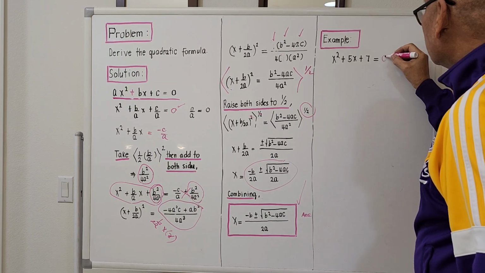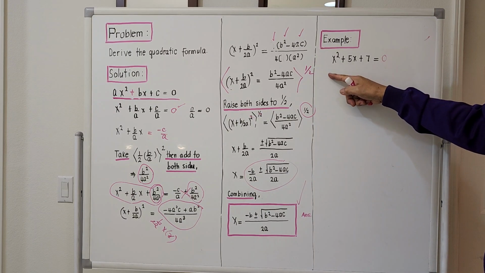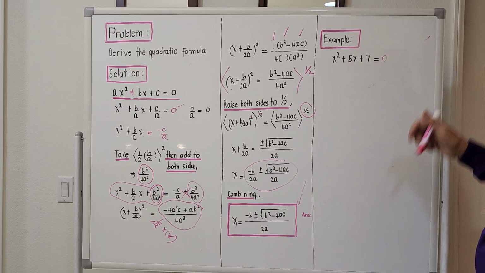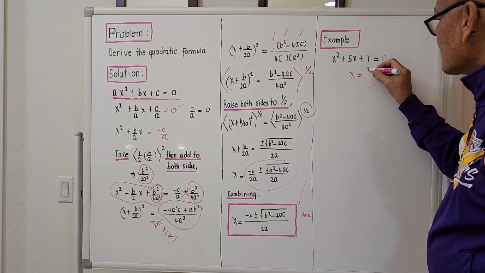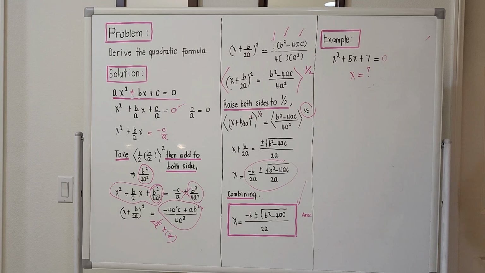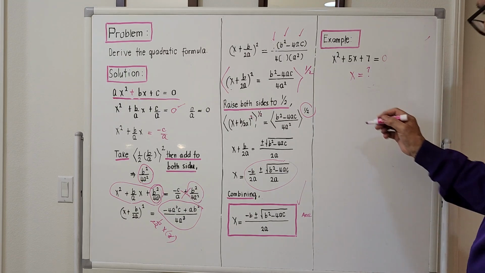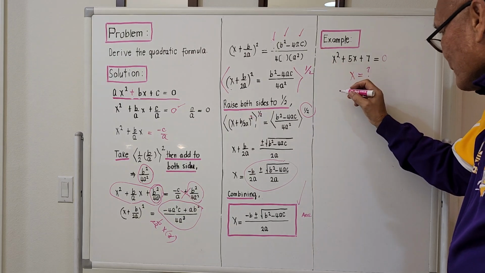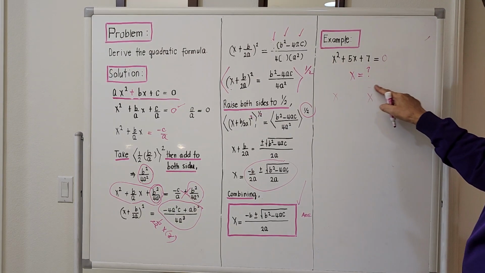Supposing we are given the quadratic equation x squared plus 5x plus 7 is equal to 0, and the problem is asking for the possible values of x. Okay, the first solution of this should be by factoring. The possible factors of x squared will be x and x, right?